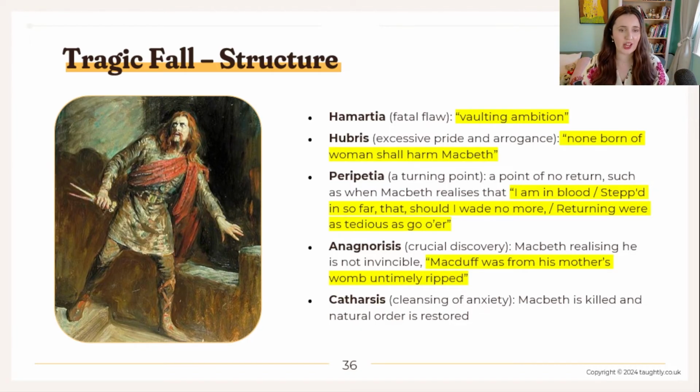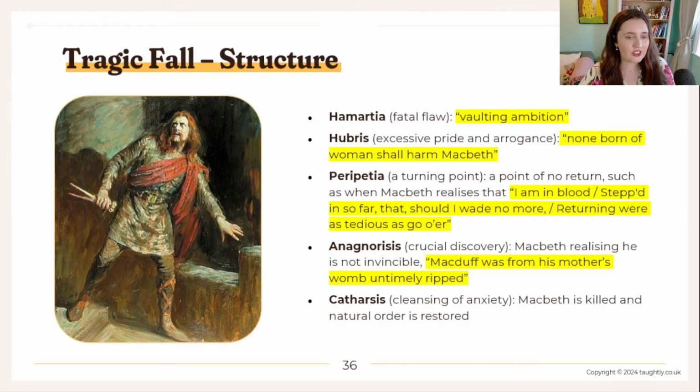And so a key quote for that would be when Macbeth says, "I am in blood stepped in so far that should I wade no more, returning were as tedious as go over." This wonderful metaphor and imagery of Macbeth stood in a sea of blood. Too far. He could only go through. There's no point going back now, he's in too deep.